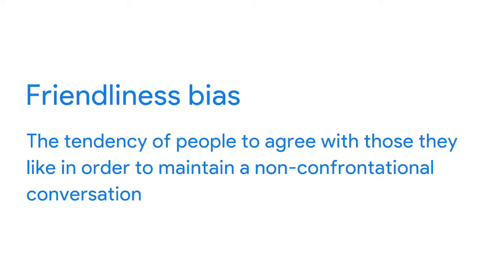Friendliness bias describes the tendency of people to agree with those they like in order to maintain a non-confrontational conversation. As a moderator, if you are too friendly and develop too strong a rapport with participants, there's a chance participants will want to agree with you in order to avoid confrontation. This can stop participants from giving honest feedback.